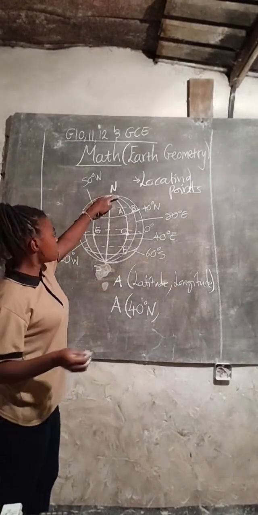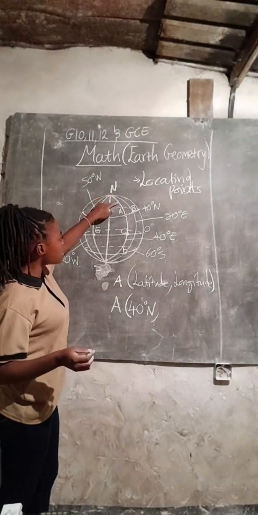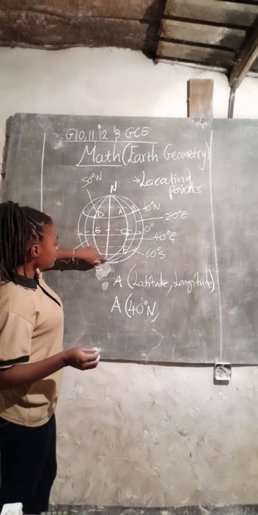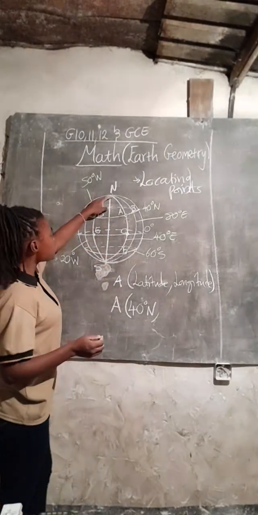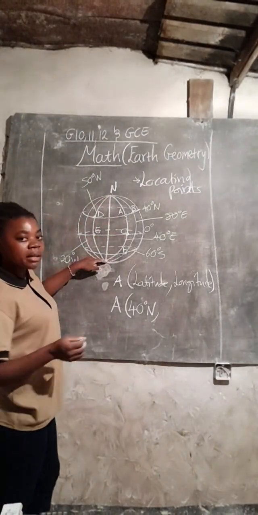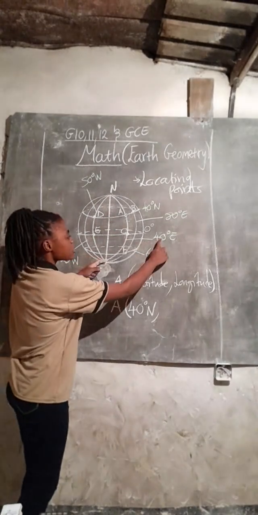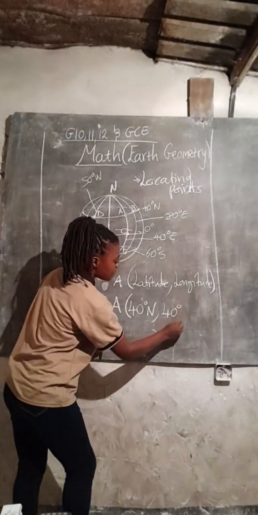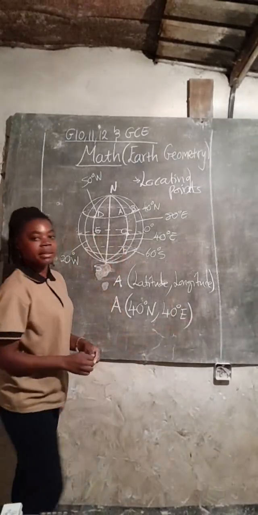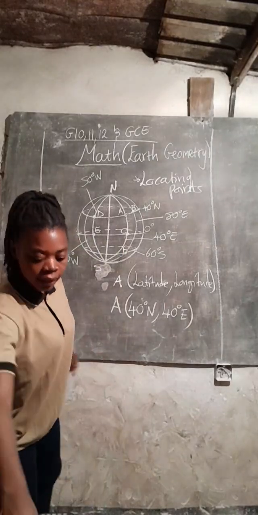So when you look at the longitude, it is this line where point A is. This one. That is the longitude. So what number is pointing to this line? It's the number that we'll pick. So of that number, which is what? 40 degrees. So it will be 40 degrees what? East. Meaning of located point A.